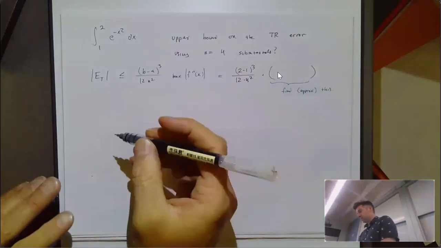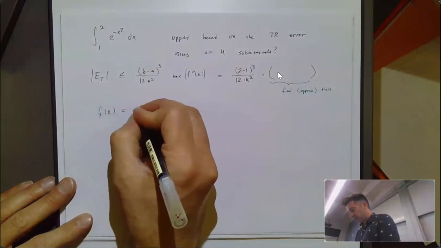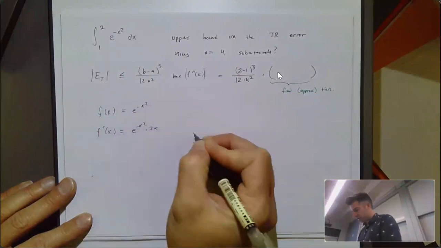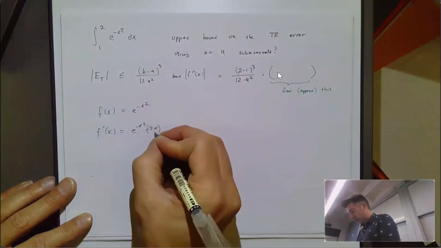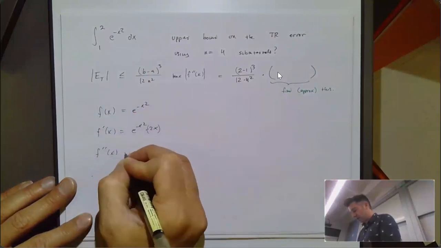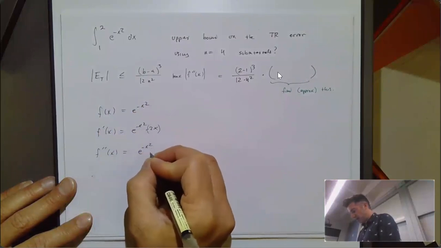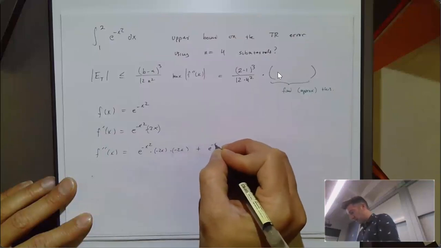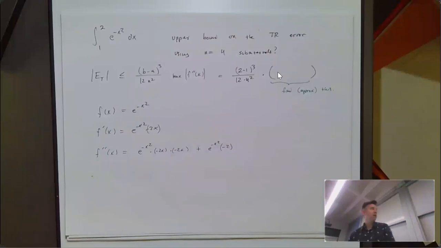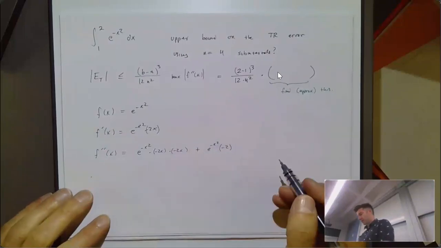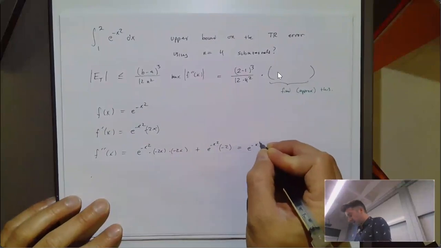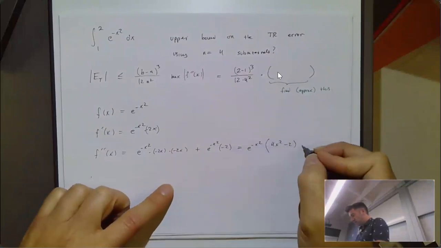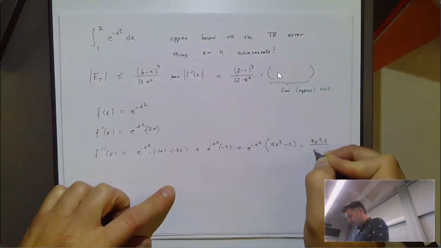Okay, so our function is e^(−x²). Our first derivative is e^(−x²) times −2x. Apologies. And our second derivative is product rule: e^(−x²) times −2x times −2x, plus e^(−x²) times −2. It probably is worthwhile to simplify this, in that I can factor out an e to the negative x squared, and I'm left with 4x squared minus 2. So I have (4x² − 2) over e to the x squared.